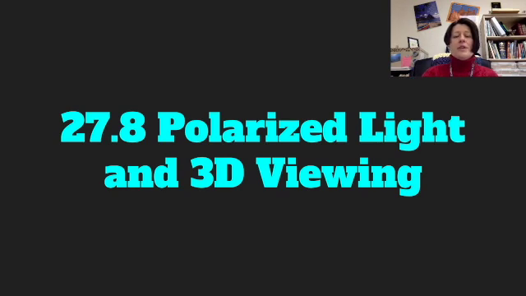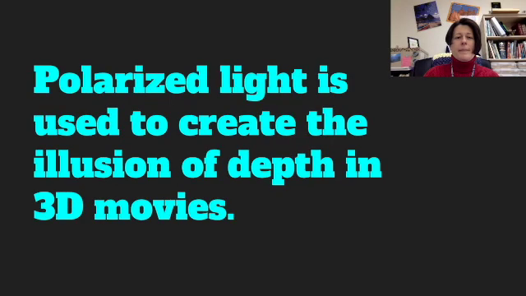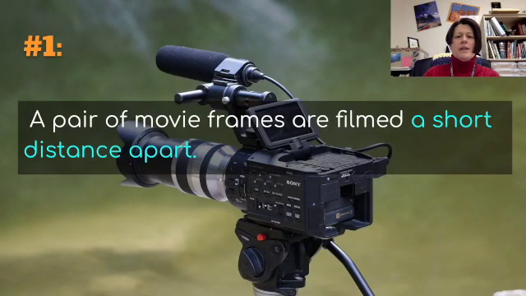Now, Polaroid light is also used for 3D movies. Polaroid light is used to create the illusion of depth in 3D movies. The first thing that they do is they take a pair of movie frames and they film them a short distance apart. So you wouldn't just have one movie camera, you would have two movie cameras filming the scene.